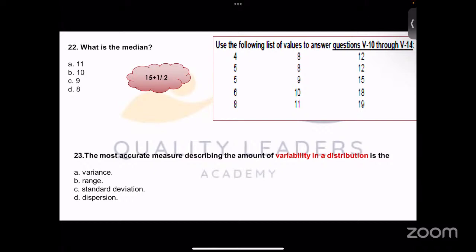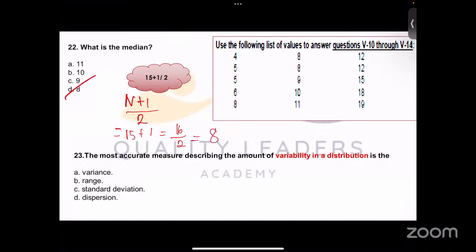So now, once sorted, apply the formula of n plus 1 divided by 2. So what's the answer here? Where n is our population count, plus 1. Okay, this will give us 16 over 2. This gives us the answer of 8. So letter D is the correct answer. Okay.